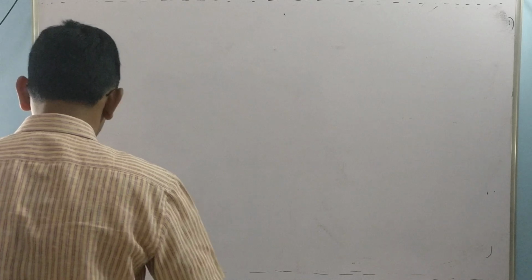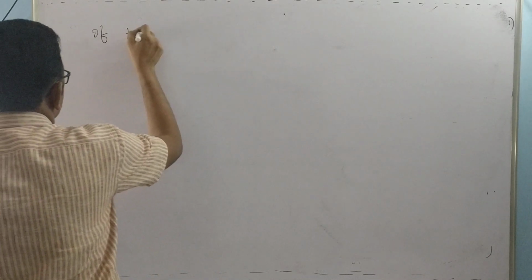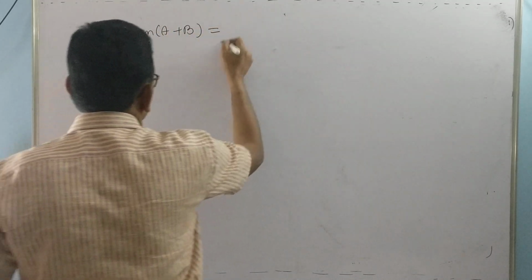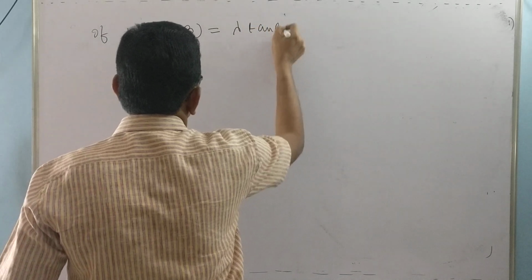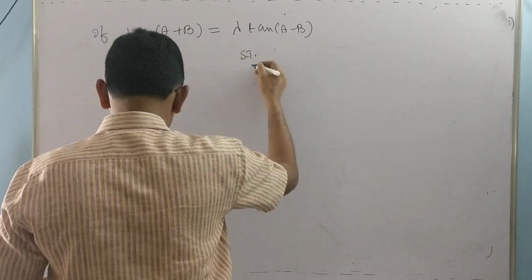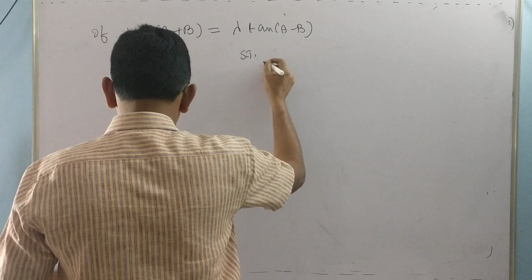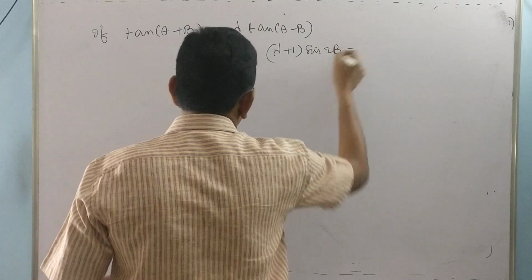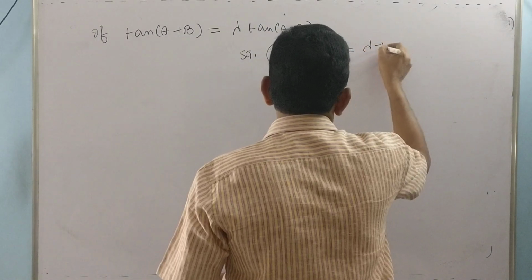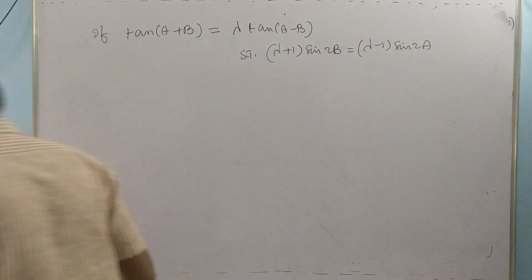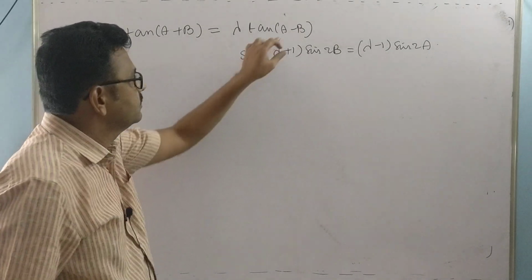So I will give you one problem based on the same model. If tan of (a plus b) is equal to lambda into tan of (a minus b), then show that (lambda plus 1) into sin 2b is equal to (lambda minus 1) into sin 2a. Just try this problem.